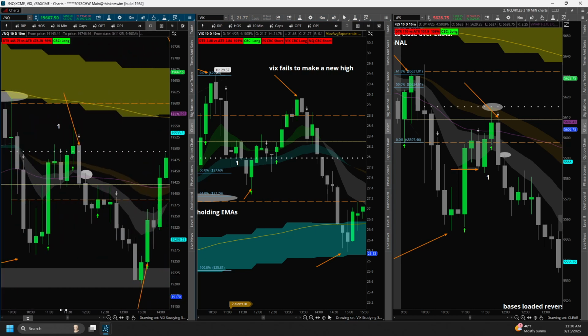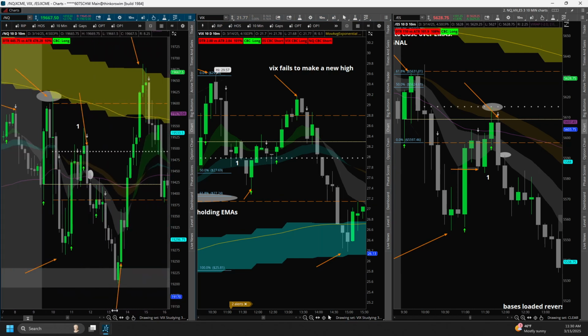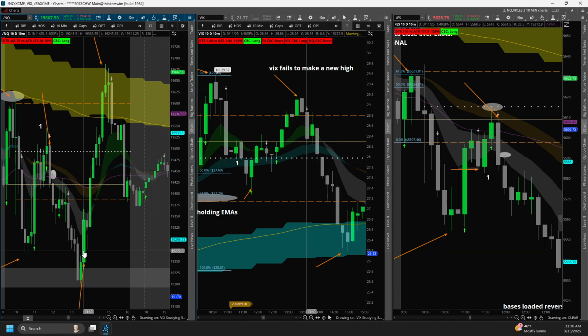Absolutely. So how do I know we have a reversal? VIX fails to make a new high here. The following candle puts in an inside bar.